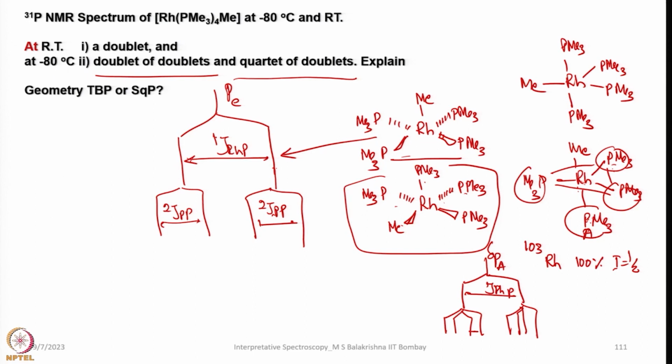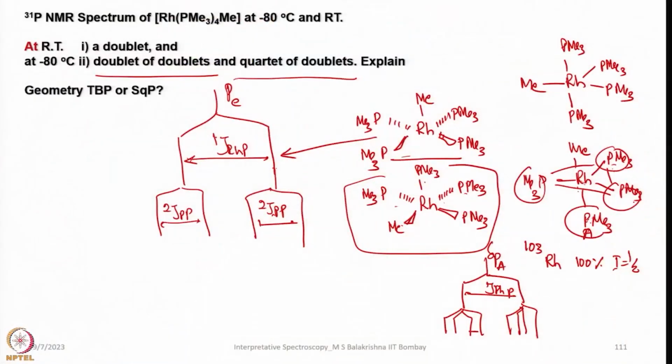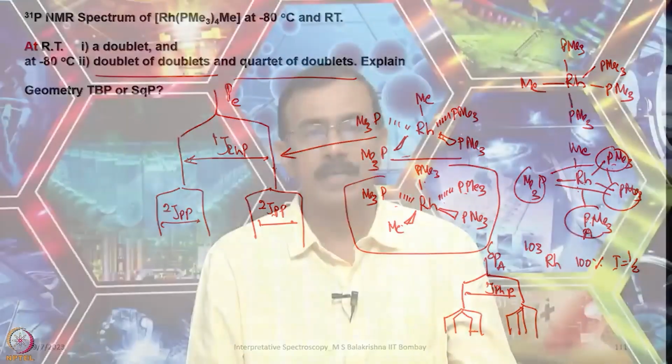Now we can say that at room temperature this molecule exists in square pyramidal geometry, but at minus 80 degrees centigrade this turns into trigonal bipyramidal geometry, having three phosphines in the equatorial plane and one being axial. So this explains the fluxionality and the type of geometrical changes that happen with temperature. So here 31P NMR comes in very handy in understanding both the geometry and also the position of ligands in the coordination sphere. With this, let me stop here.